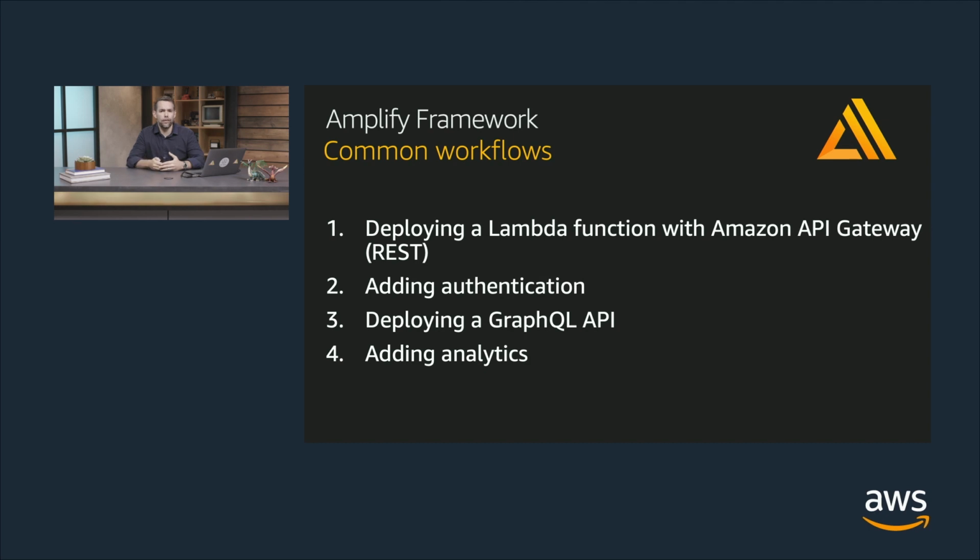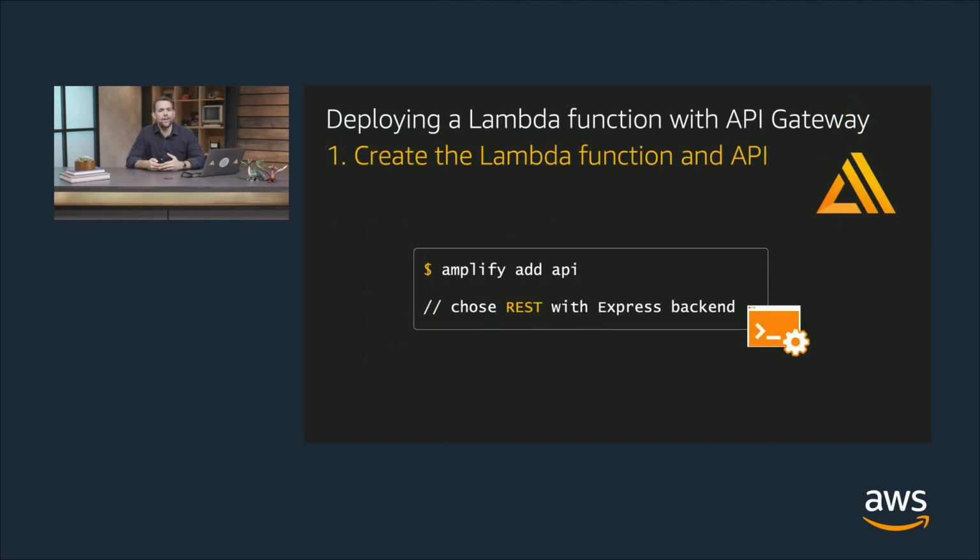So this is the workflow you'll follow. We deploy a REST API, authentication, a GraphQL API, and then integrate analytics. First, I use the CLI to create an API, select REST as an option, and answer a few questions to select the serverless Express backend. Notice the icon in the corner means we are executing an AWS Amplify CLI command.